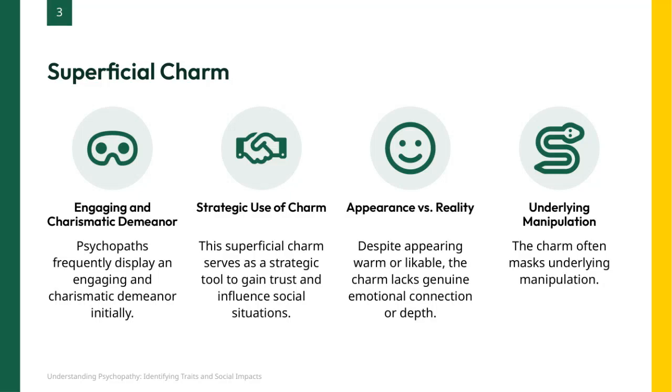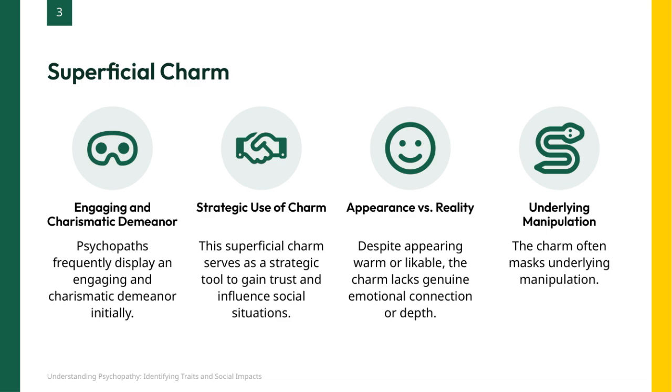When we talk about superficial charm, it's important to understand how psychopaths use this trait to their advantage. At first glance, they often come across as very engaging and charismatic, drawing people in with ease. This charm isn't just accidental. It's a calculated strategy designed to build trust and influence the people around them. However, beneath this warm or likable exterior, there's usually a lack of genuine emotional connection. The charm is surface level, more of a mask than a reflection of true feelings. Ultimately, this pleasant demeanor can hide a deeper layer of manipulation, making it all the more important to look beyond the initial impression.